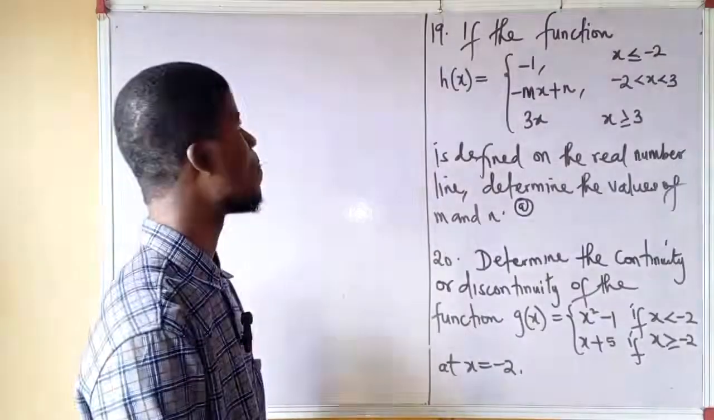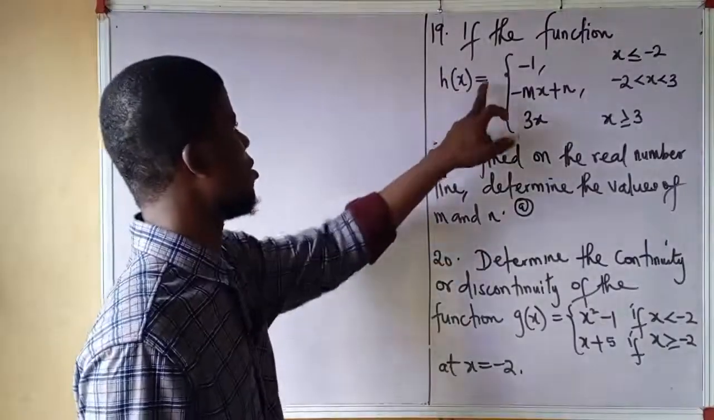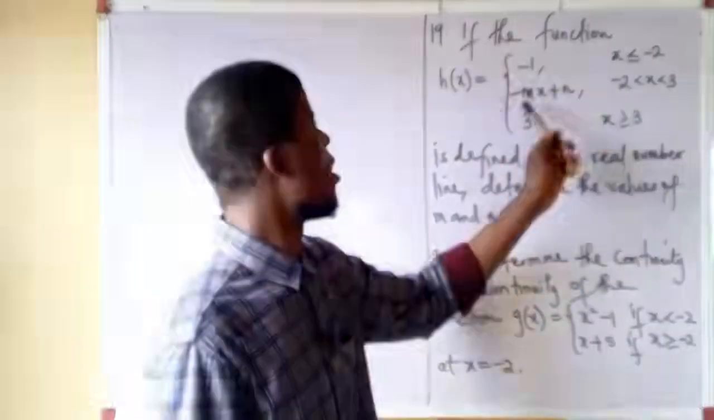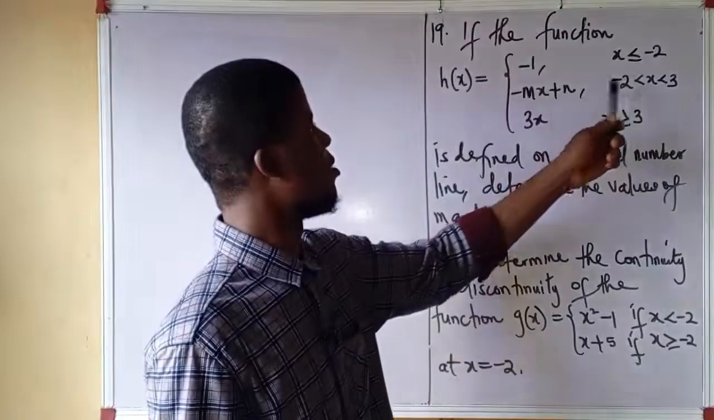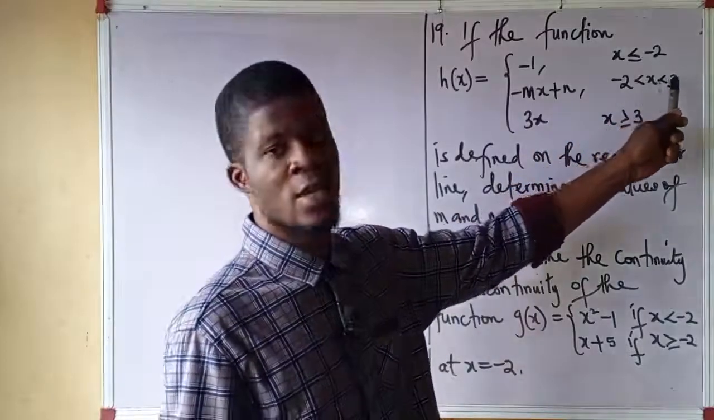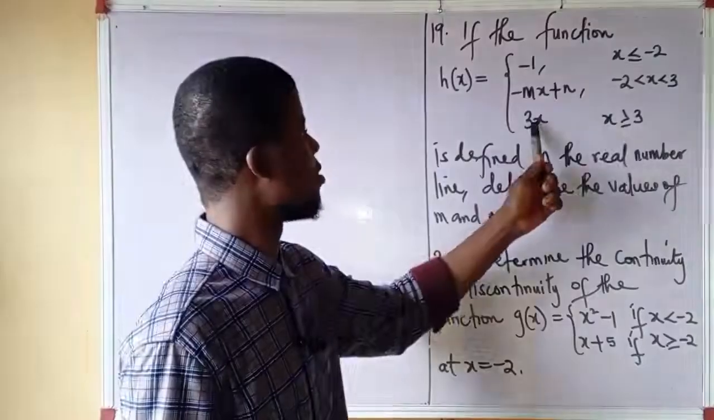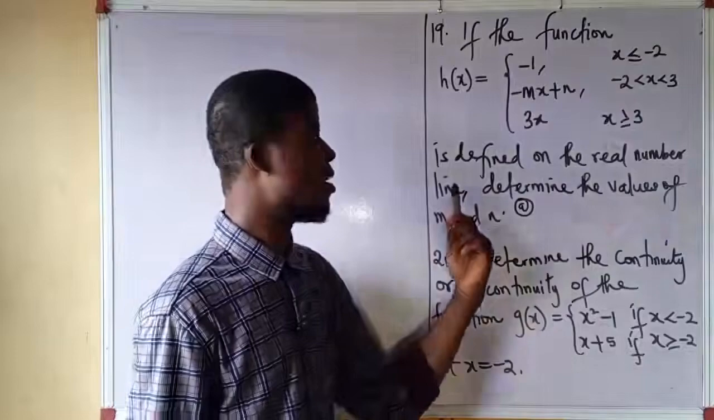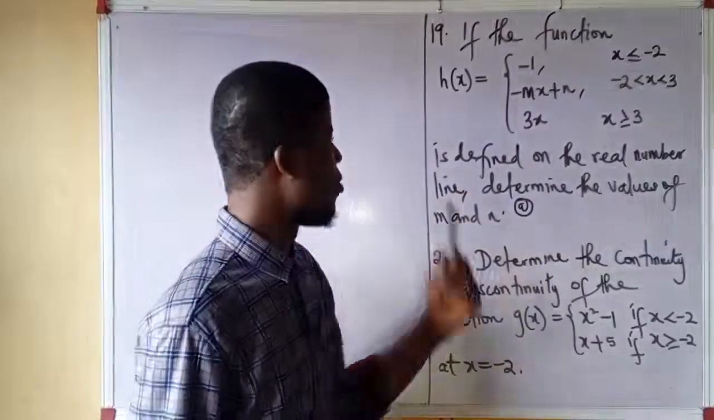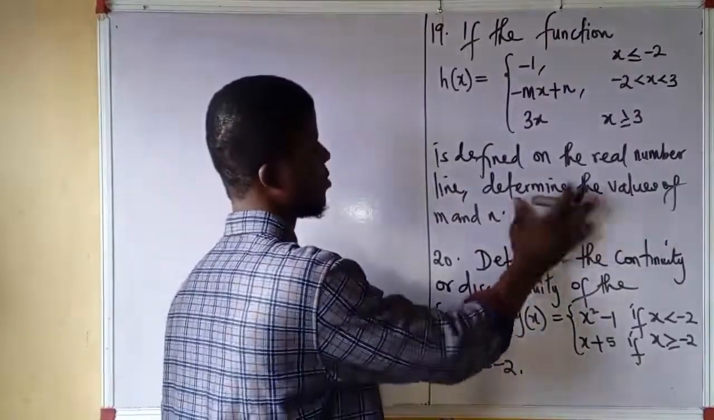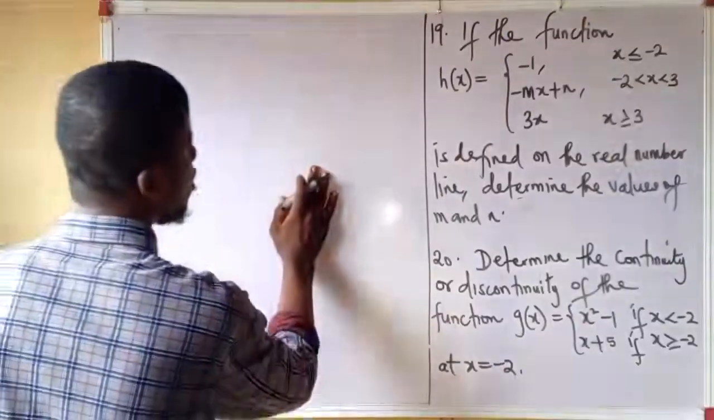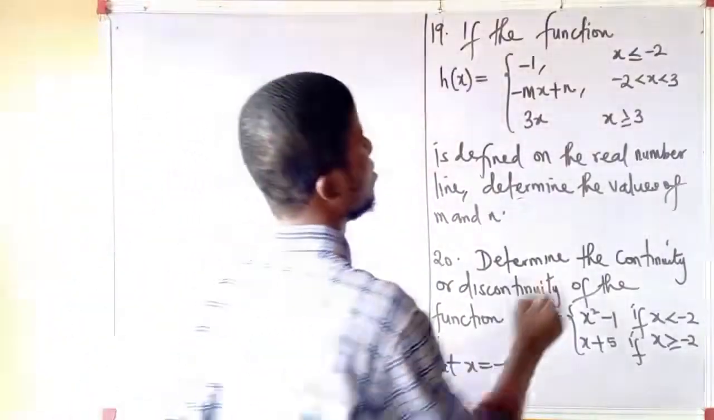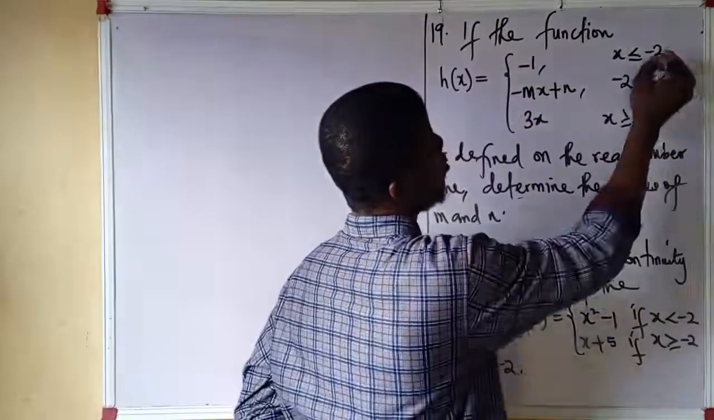Question 19, let's go. If the function h of x equal to minus 1, given that x is less than or equal to minus 2, minus mx plus n, minus 2 if minus 2 is less than x and x is less than 3, and 3x if x is greater than or equal to 3, is defined on the real number line, that is the set of real numbers, we have to determine the values of m and n. Okay, let's see. To determine the values of m and n, let's ensure the continuity of this function at this endpoint, 3 and minus 2.